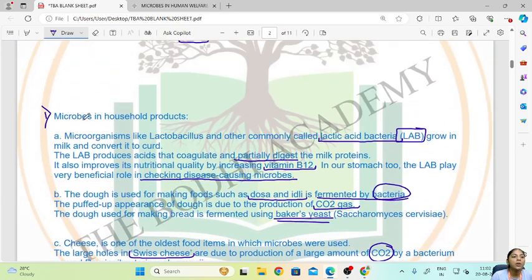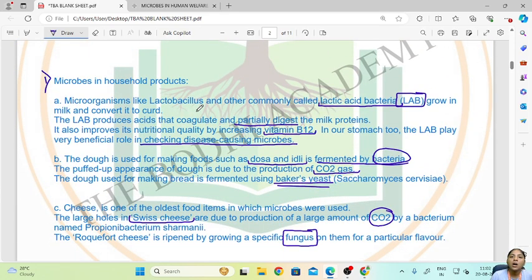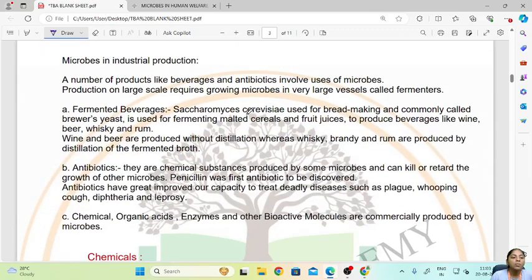So this is all about the use of microbes in household products. Then talking about microbes in industrial production. A number of products like beverages and antibiotics involve the use of microbes. In the production of a lot of beverages, antibiotics, chemicals and enzymes, these microbes are used.